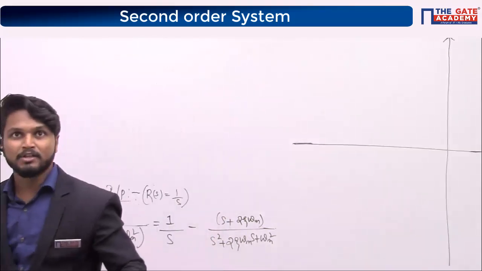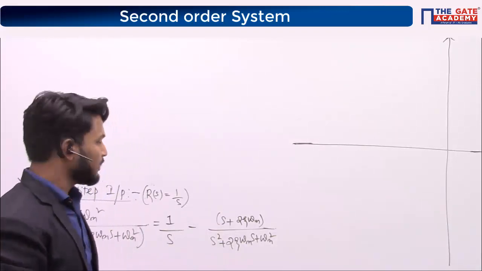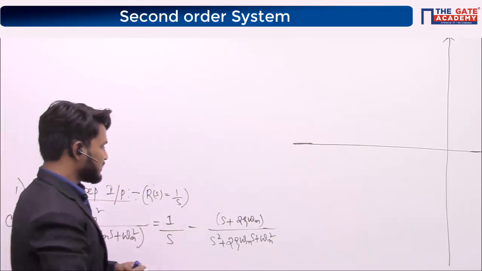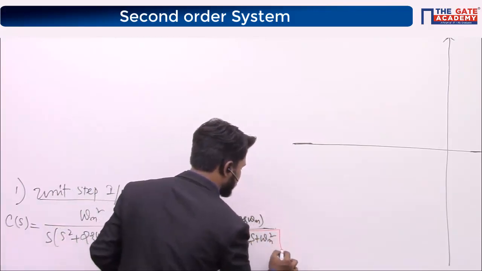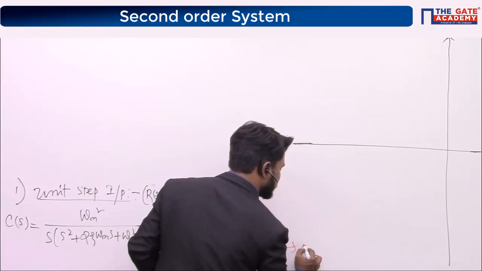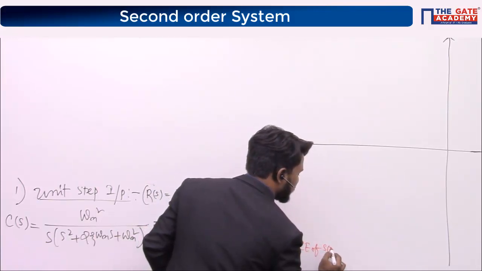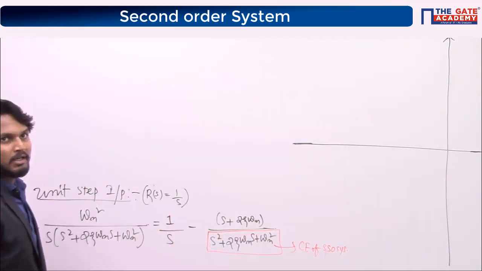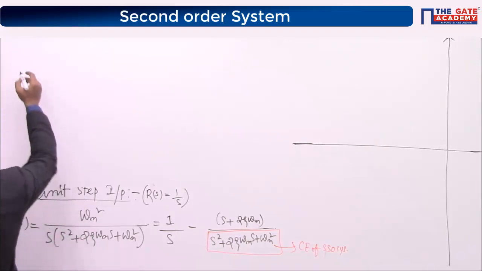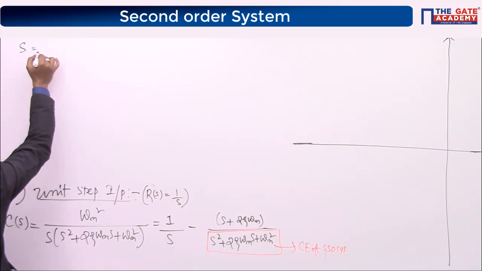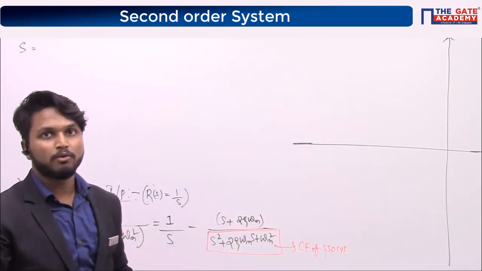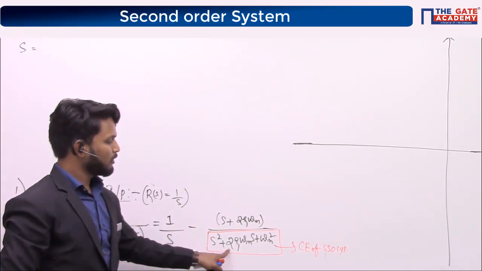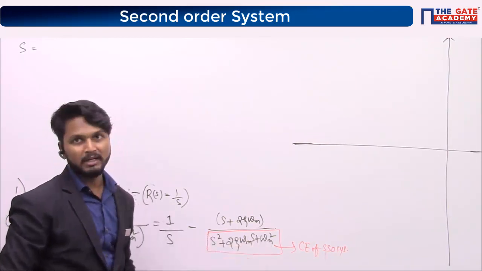So just obtain the roots of this quadratic polynomial. What is the quadratic polynomial? s square plus 2 zeta omega n into s plus omega n square, right? This is nothing but the characteristic equation of your standard second order system. So obtain the roots of this characteristic equation. You can get the roots using minus b plus or minus root over b square minus 4ac by 2a, right? So what is a? a is equal to 1, b is equal to 2 zeta omega n, and c is equal to omega n square, right?